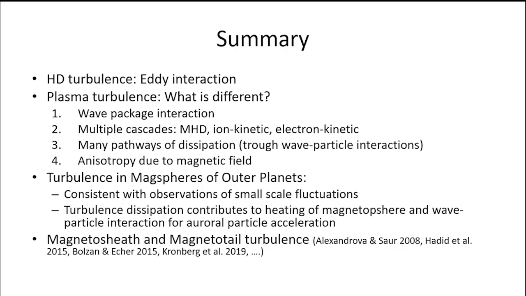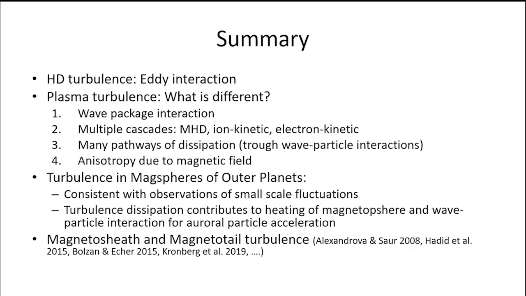And so now I'm at the end. What I wanted to show is that hydrodynamic turbulence is eddy interaction by advection. In plasma turbulence, there are a couple of things which are different. It's wave packet interaction, because we have wave packets that propagate even in the incompressible limit. Then we have multiple cascades because we have different scales in plasma. We have an ion turbulent cascade, an ion kinetic cascade, and an electron kinetic cascade. And then we have many pathways of dissipation.